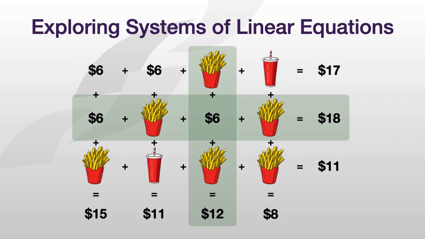Determining the value of one item is key to getting started. We are well on our way to unlocking the price of each menu item. For instance, the only unknown in each of the following highlighted rows and columns is the price of fries. Examining any of these reveals that an order of fries costs $3.